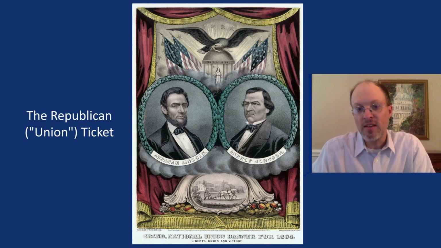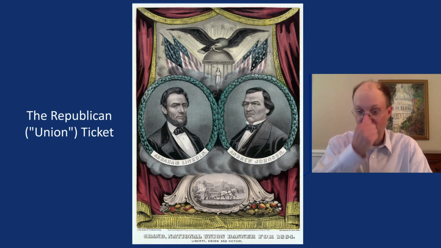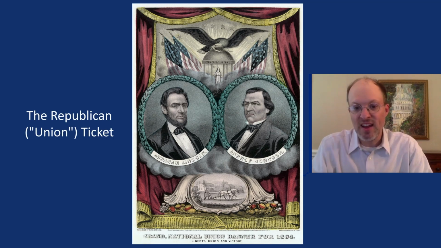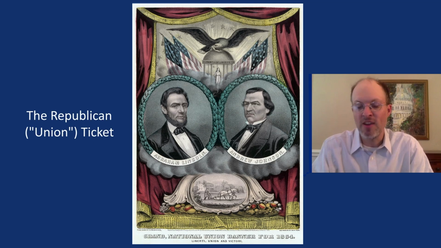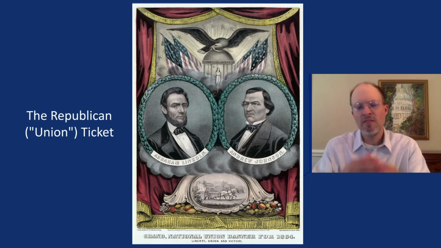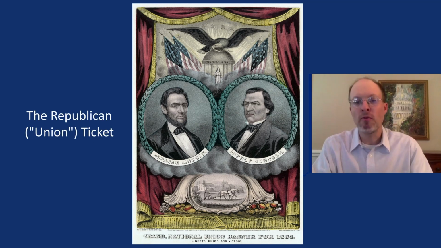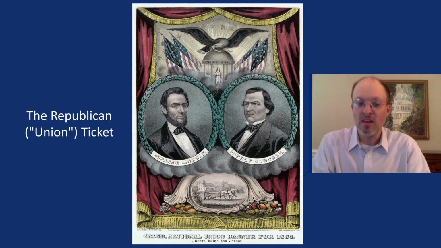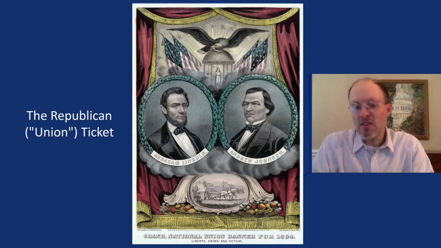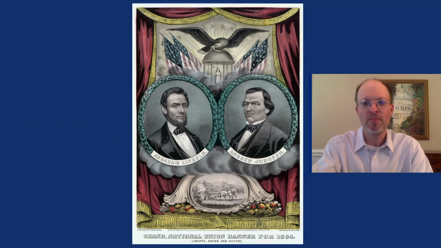The other thing that the Republicans did that year was they rebranded themselves. They called themselves the Union Party, and you can actually see that at the bottom of this slide, the Grand National Union banner for 1864. Again, if you're a Democrat, you might not want to vote for a Republican or vice versa. But if they call themselves the Union ticket and you're in the middle of the Civil War, you might be willing to cast a ballot for Abraham Lincoln running as a Union candidate rather than as a Republican.